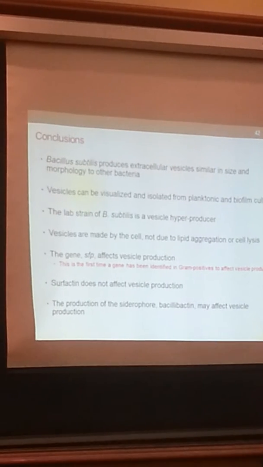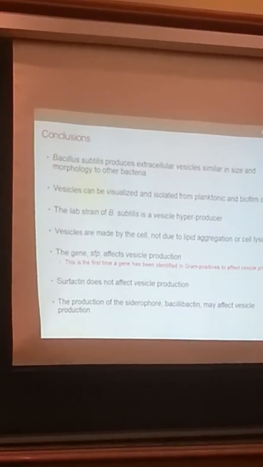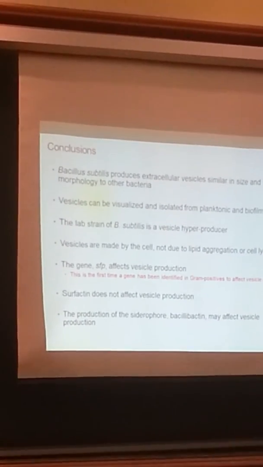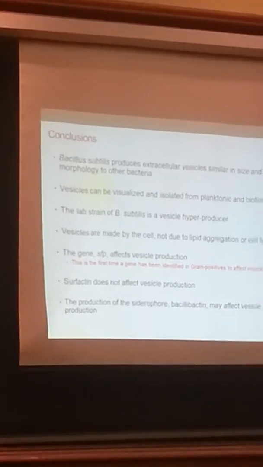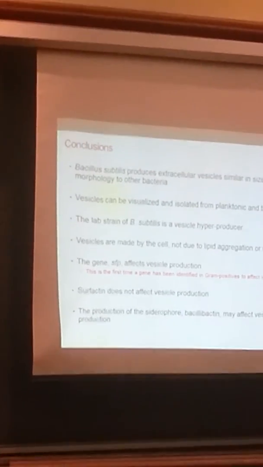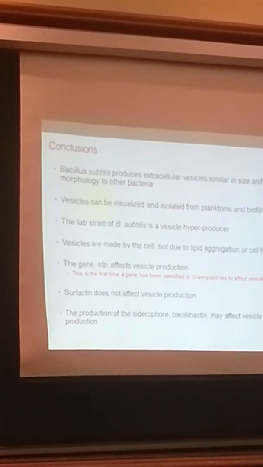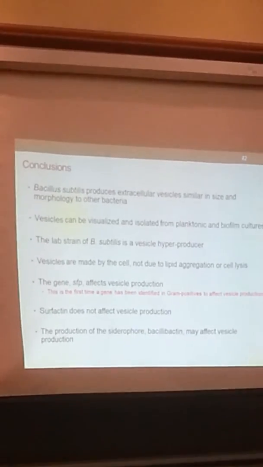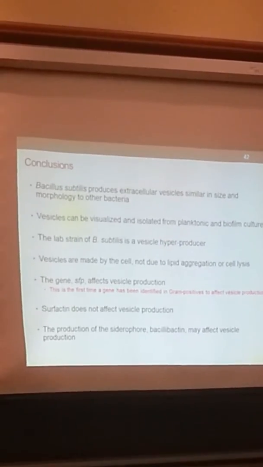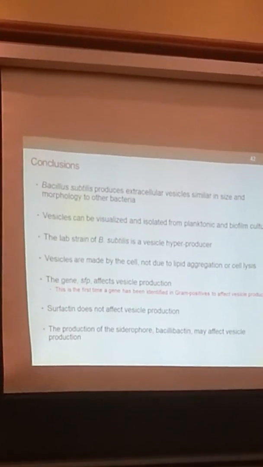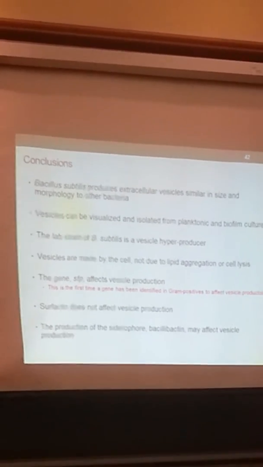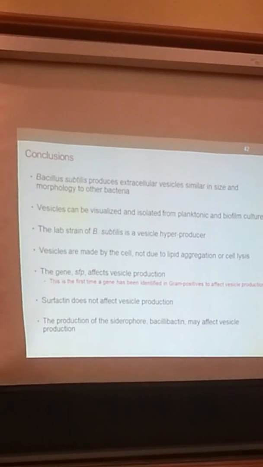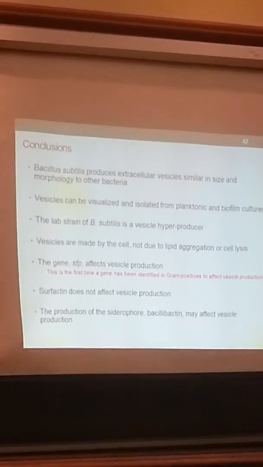So my conclusions so far are that Bacillus subtilis makes vesicles. They're similar in morphology and size to vesicles from other organisms. They can be visualized within cultures as well as isolated from cultures. The last strain is a potential vesicle hyperproducer because, as we've seen, the large pellet and tons of vesicles in the picture mean I don't need to use large cultures to isolate enough vesicles to work with.